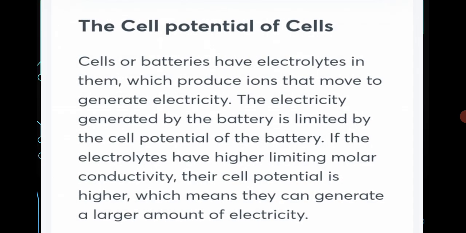The cell potential of cells. Cells or batteries have electrolytes in them which produce ions that move to generate electricity. The electricity generated by the battery is limited by the cell potential of the battery. If the electrolytes have higher limiting molar conductivity, their cell potential is higher, which means they can generate a larger amount of electricity.